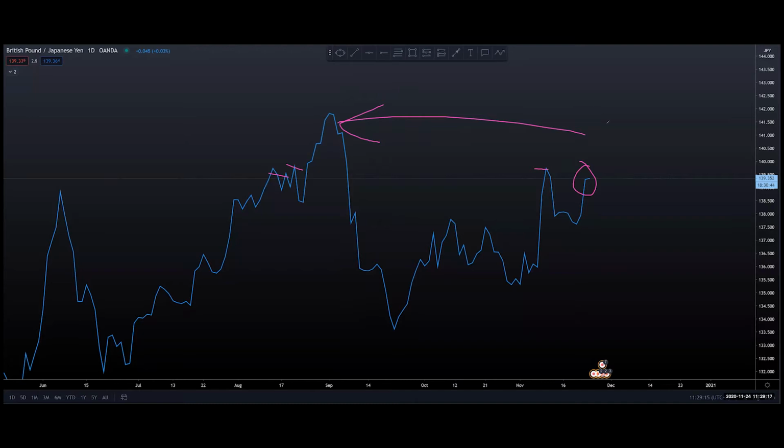So the minimum number of points that I need is actually 2 points in order for me to draw a support or a resistance. So on the daily time frame, I usually draw one resistance and one support. So this is how I normally do it.